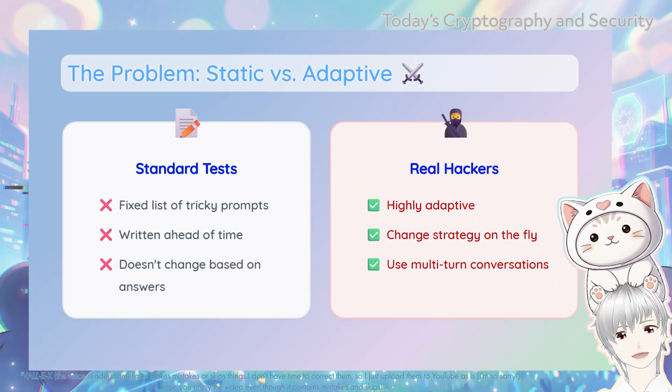Right now, the way people usually test if an AI is safe is by giving it a fixed list of tricky or harmful prompts. It is kind of like a standardized test, where the questions are written ahead of time, and they do not change based on how the AI answers. But that is not how real hackers operate in the real world. Real attackers are adaptive, meaning they try something, and if it does not work, they change their strategy based on what the AI just said.